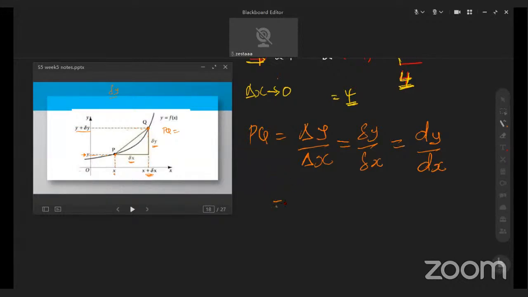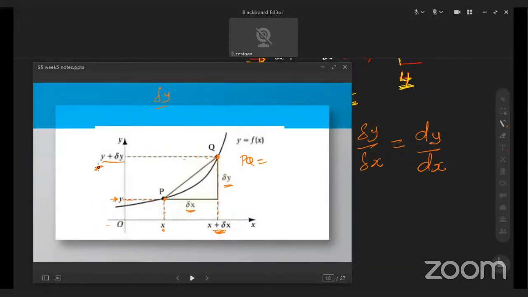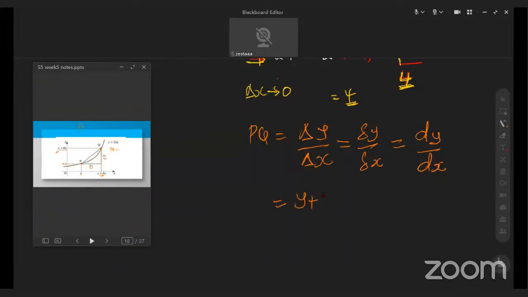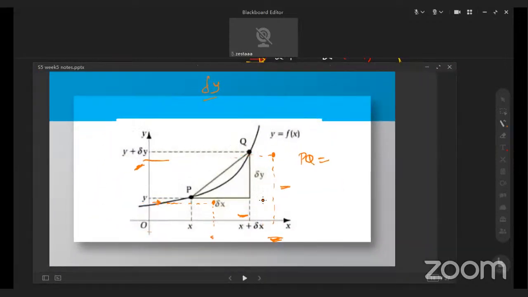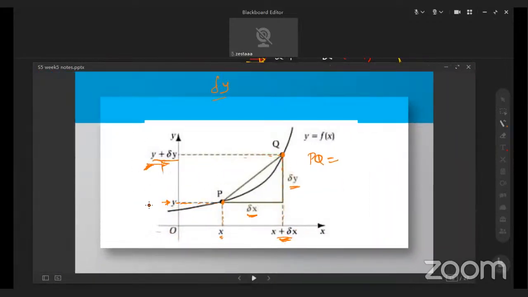So here we shall have a small change in y. What's our small change in y? It is y plus sigma y, so we write it there: y plus the small change in y, minus the y. And the small change in x will be x plus the small change in x, minus the x. This is what we've derived from the graph that we've come up with here.